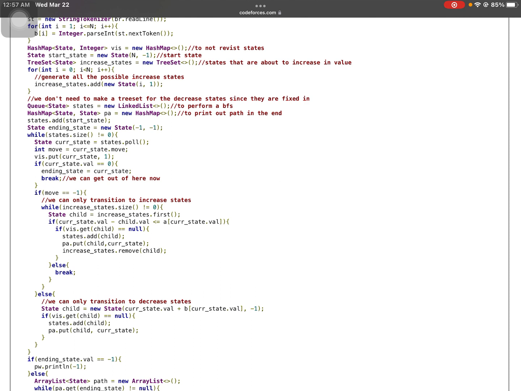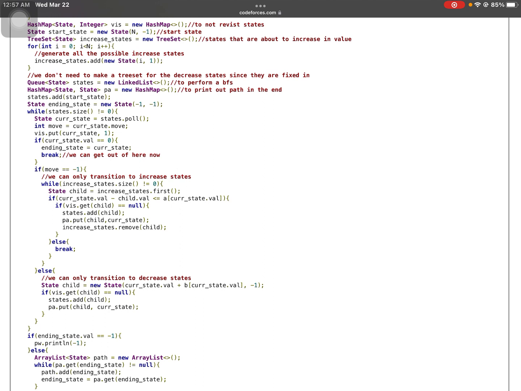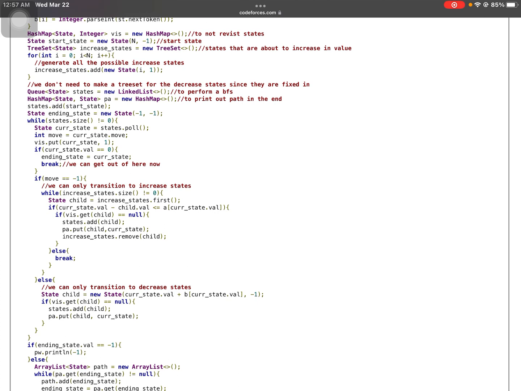Now we have to consider cases. If we're in a decrease state, then the only way you can transition is, once you finish decreasing a value, you have to increase a value afterwards, like we showed in the example in the tree. You're at a state, you're always increasing a value, then right after you increase a value, you have to decrease it. So if you're in a decrease state, you can only transition to increase states. Which increase state to transition to is the question. This is the optimization that makes the BFS solution work. The optimization is that there are only n possible increase states. We can only transition to increase states basically.